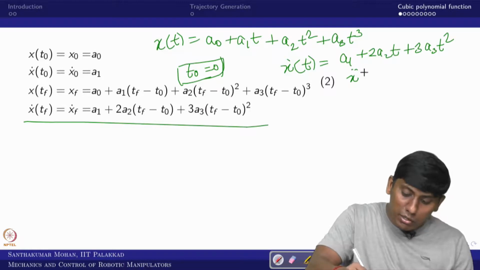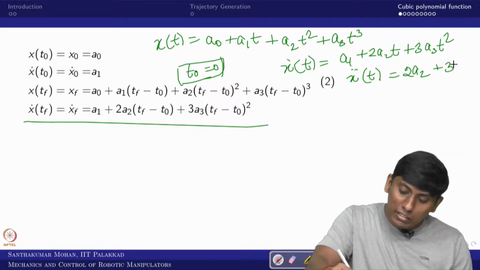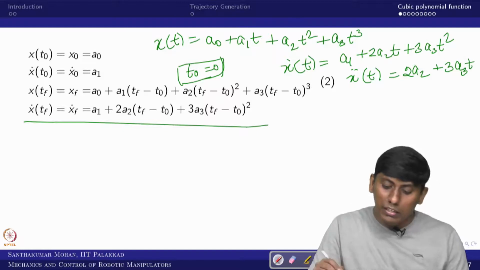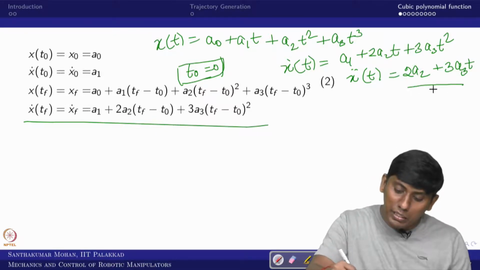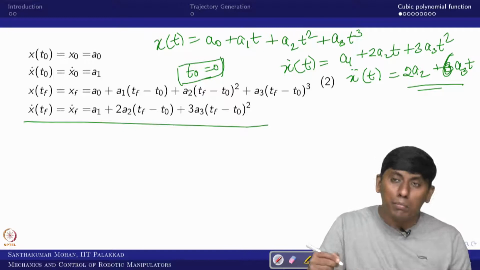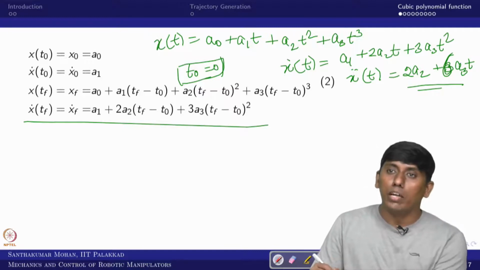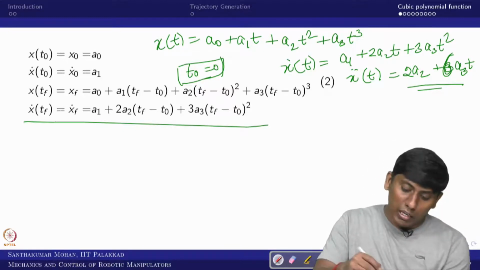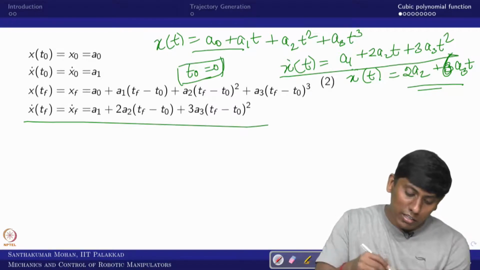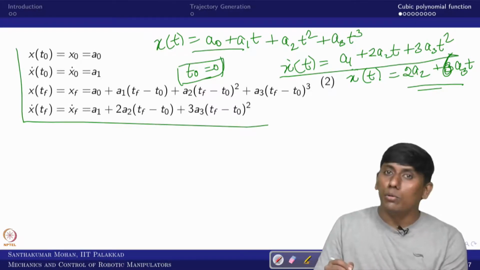What is the x double dot? That would be 2a2 plus 3a3 t, right? Sorry, this is 6a3 t. So this will be coming, but you need only 4 equations. So we will take this and this, and we can substitute and do it.